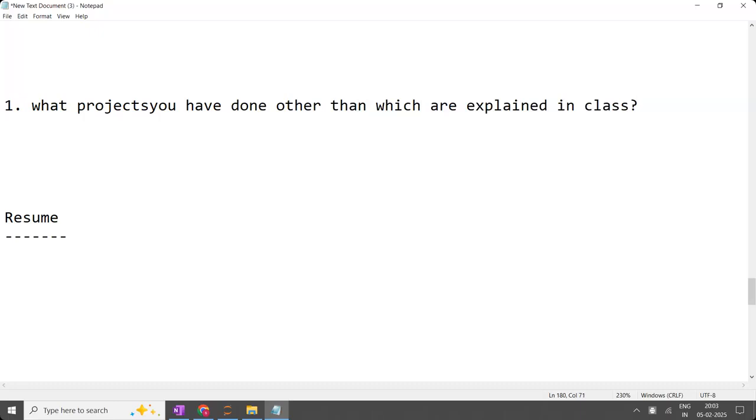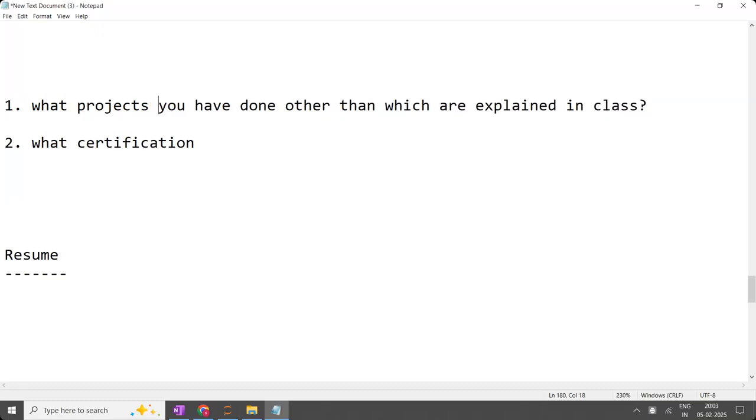Second question: what certification have you done other than the course completion certificate by the institute? Other than the institute certificate, what certificate have you done? Ask these 2 questions and see the answer. Then automatically you'll understand why he is not having the job. The reason behind that you will easily understand.